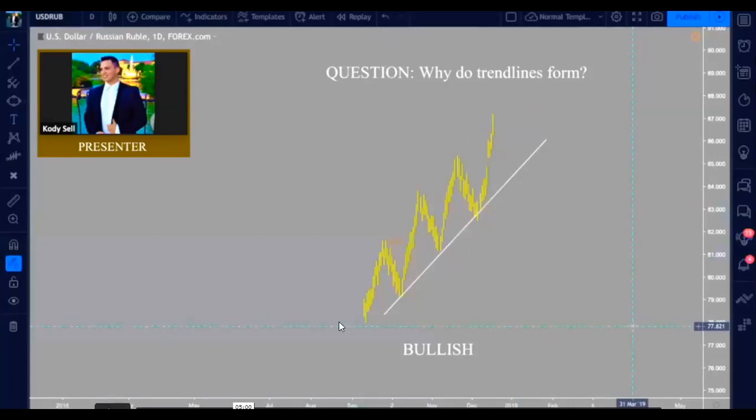Okay. So when you're in a bullish trend and you're drawing a bullish trend line, it's going to go at the bottom.